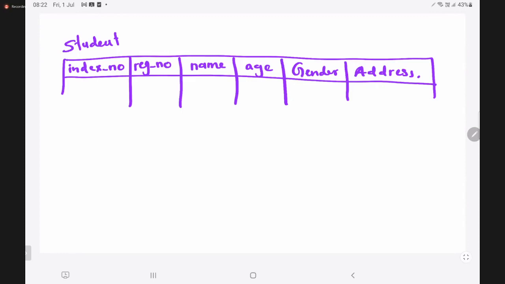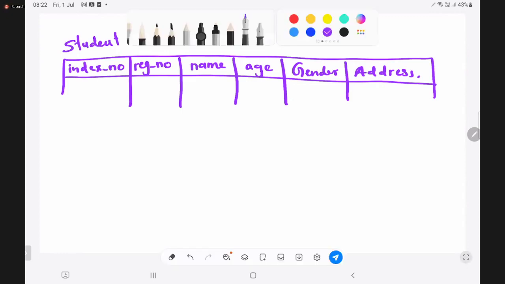Index number. Yes, very good. The most important one is index number. You can identify a student using index number because each student has a unique index number. Right? So tell me another one. Registration number. Yes, very good. Registration number is also the same way. Your registration number is unique compared to other people's registration numbers. Are there any others?